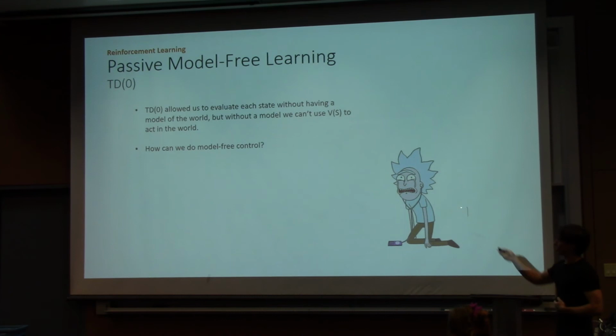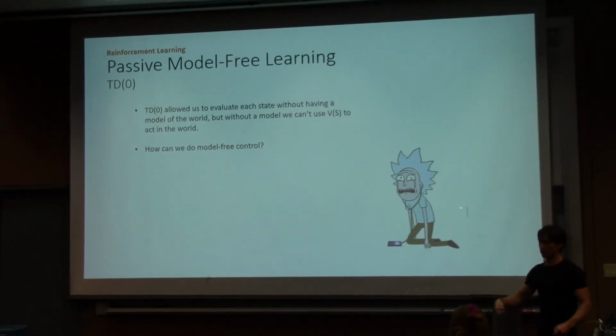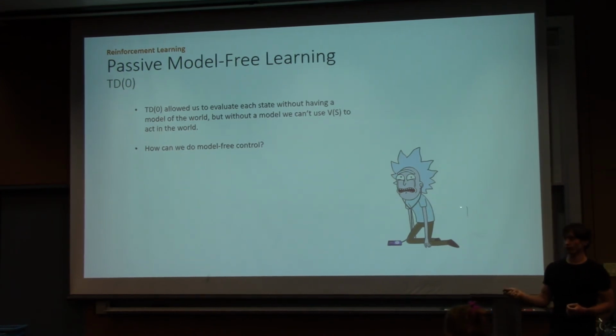So, TD0 allowed us to evaluate each state without having a model of the world, but without a model, we can't use V of S to act in the world. Why is that? Well, if we have V of S, in order to decide what is the best action to do, we still have to have a model of the world in order to find out where we land, in order to follow the transition table. So how can we do model-free control?